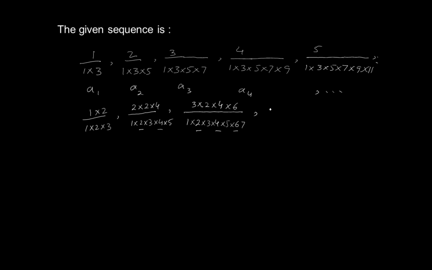In the fourth term, 2, 4, 6 and 8 will be multiplied extra. So 2, 4, 6 and 8 are multiplied extra in the fourth term denominator. 2, 4, 6, 8 are extra multiplied, so these will be multiplied in the numerator, and so on.